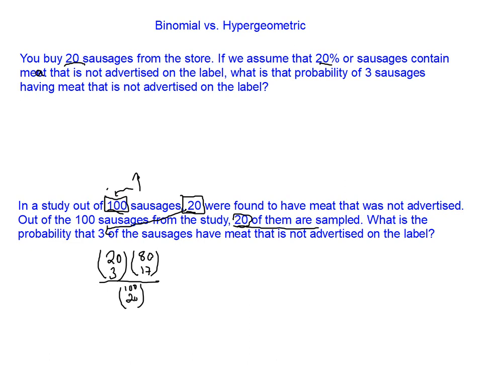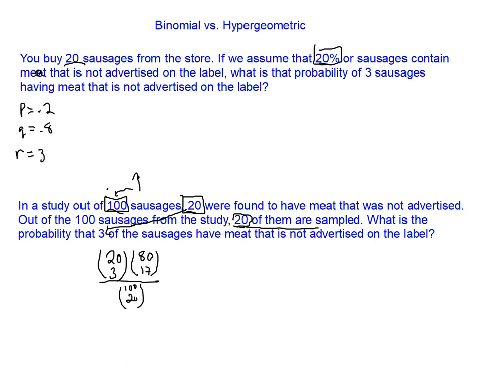So you can see here why this one works out to a hypergeometric as opposed to a binomial. Let's have a quick peek at the one up top. Here we know that 20% of the sausages contain meat that's not advertised, so 20% is 0.2. That's our probability of success, which means that our probability of failure is 0.8. And in this case, we're hoping for 3 successes, so r is going to equal 3.